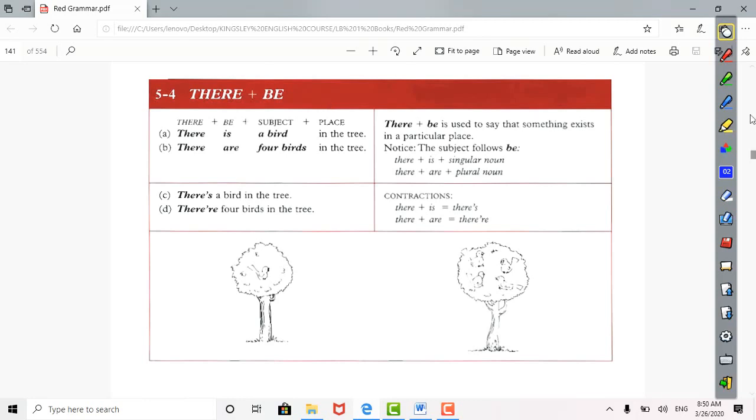All right. So I have this one. We have there be, there plus be. It can be, for this one we use is and are. Is and are for this one. So what's the meaning of there is in Indonesian?